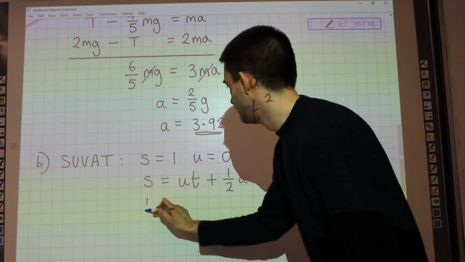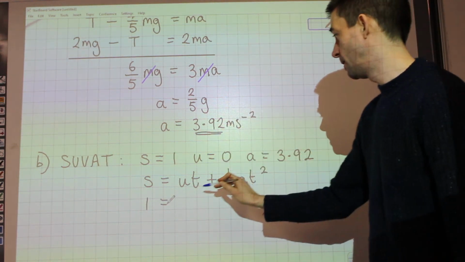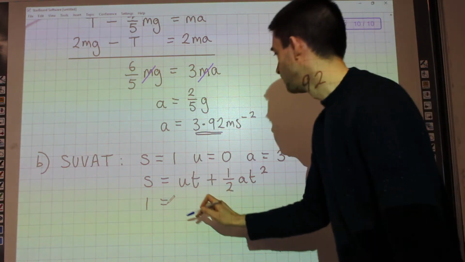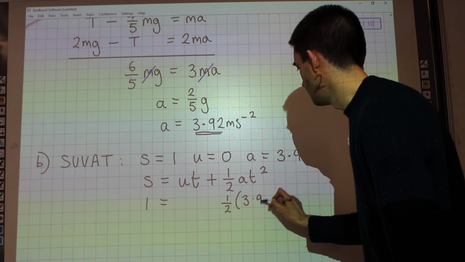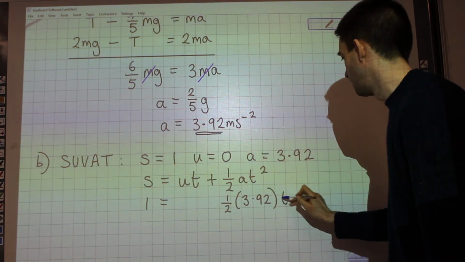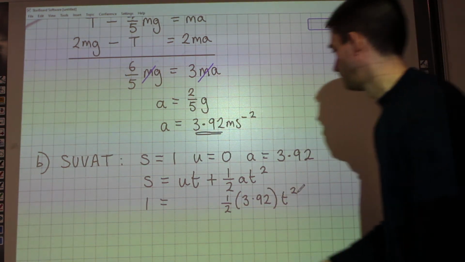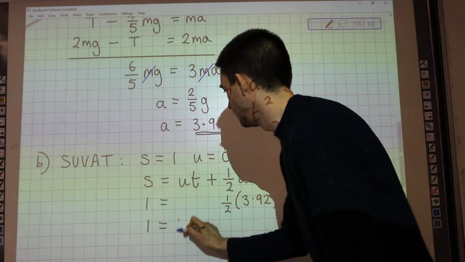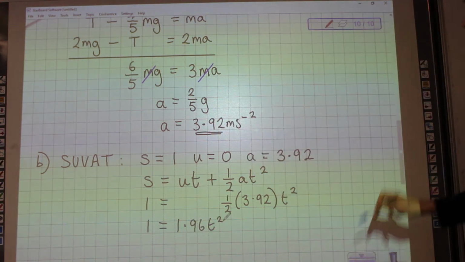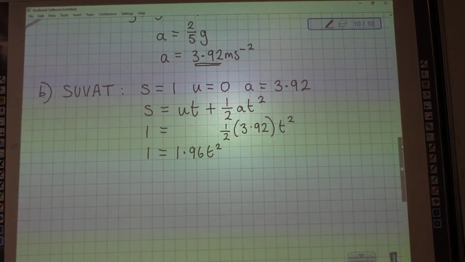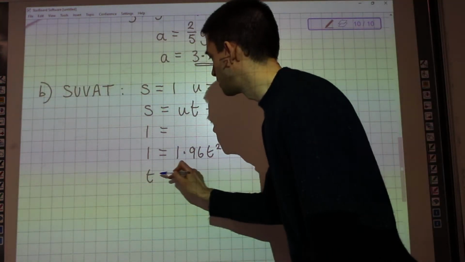So S is 1, U is 0, so 0 times T, so we've got a half times by 3.92 times by T squared. So 1 equals 1.96 T squared. I'm going to divide by 1.96 and square root.